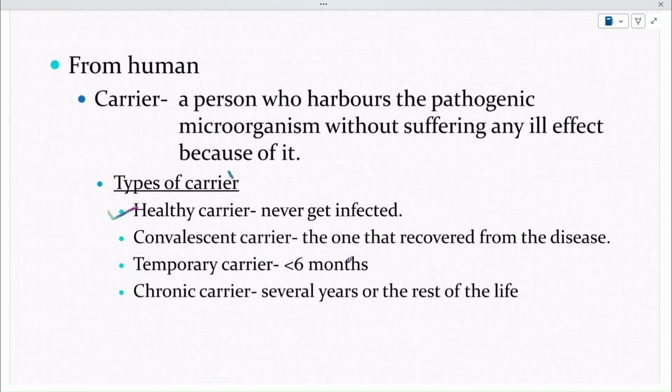Convalescent carrier. The one that recovered from the disease is known as a convalescent carrier. And next we can see temporary carrier. Less than 6 months is known as temporary carrier. And chronic carrier. The word chronic itself denotes a long period of time. So several years or the rest of the life.